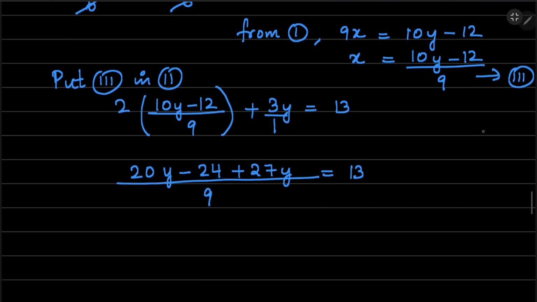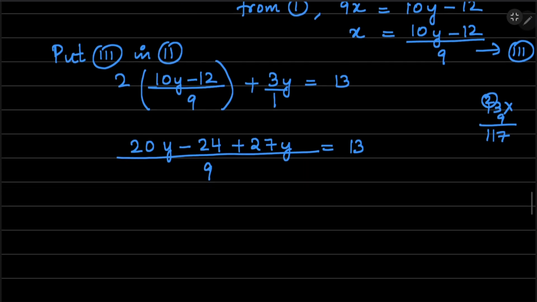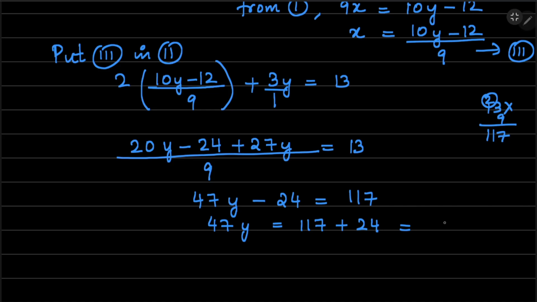Cross multiply. What is 13 multiplied by 9? 9 3s are 27, 7, 2, 1, 1, 7. Okay. Here you can just simplify. What is 20y plus 27y? It is 47y. So write down 47y minus 24 equal to 117. Therefore, 47y equal to 117 plus 24. So when you add them, what will you get? 4 plus 7 plus 4, 11. 4, 141.